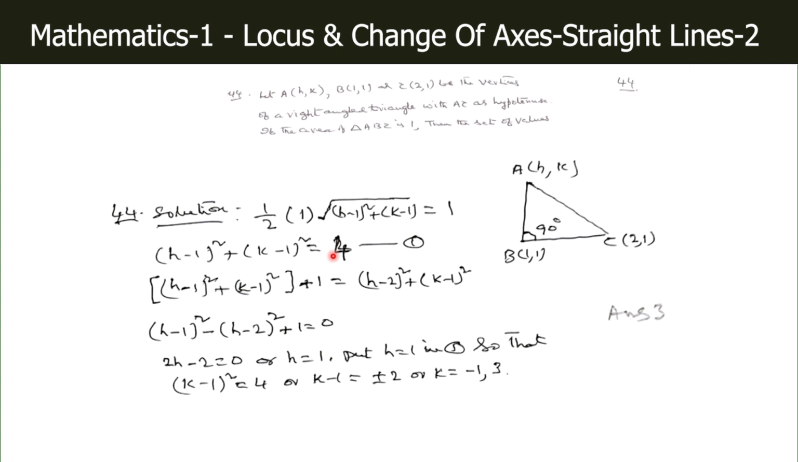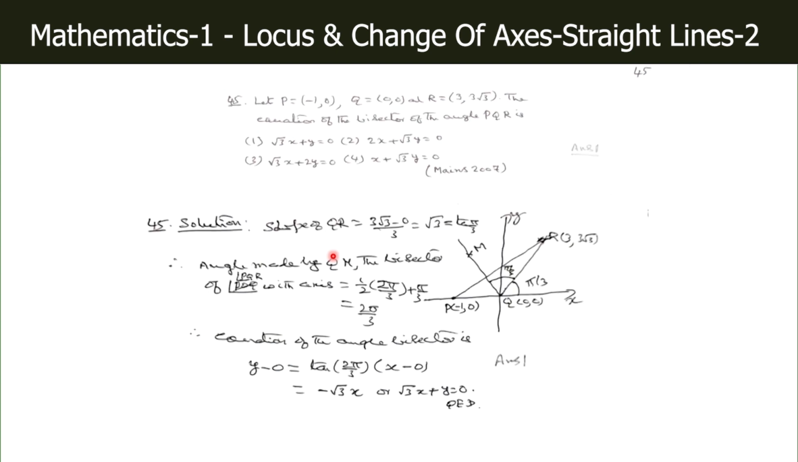Option number 3. Let P be (minus 1, 0), Q be (0, 0), and R is (3, 3 root 3). Then the equation of the bisector of the angle PQR is: 1, root 3x plus y equal to 0; 2, root 2x plus root 3y equal to 0; 3, root 3x plus root 2y equal to 0; and 4, x plus root 3y equal to 0. This is asked in Mains 2007.